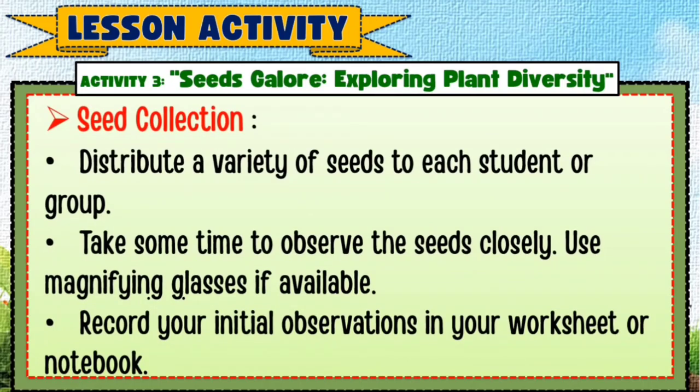First part is seed collection. Distribute a variety of seeds to each student or group. Take some time to observe the seeds closely. Use magnifying glasses if available. Record your initial observations in your worksheet or notebook.